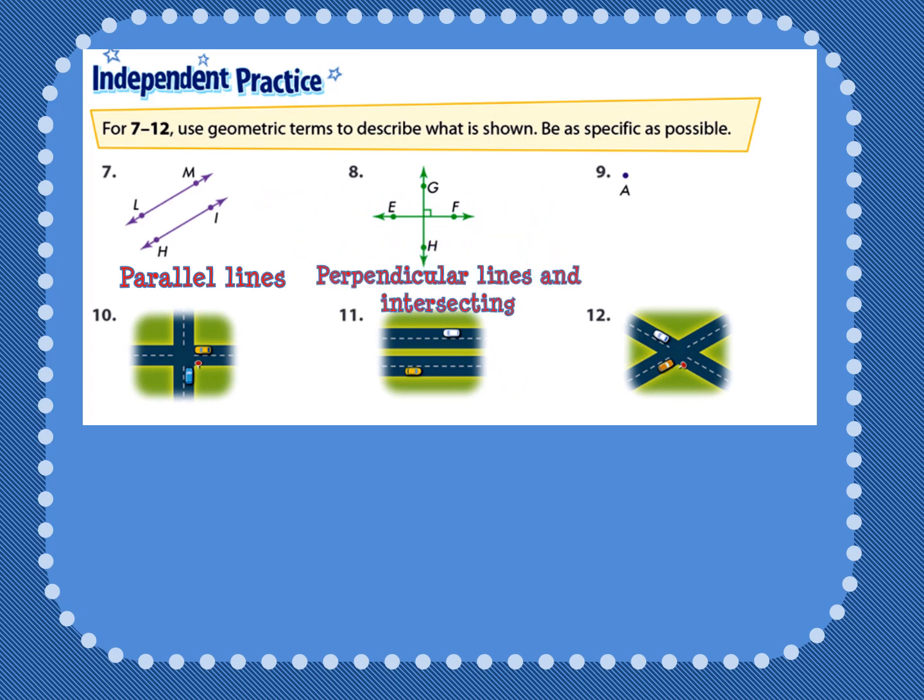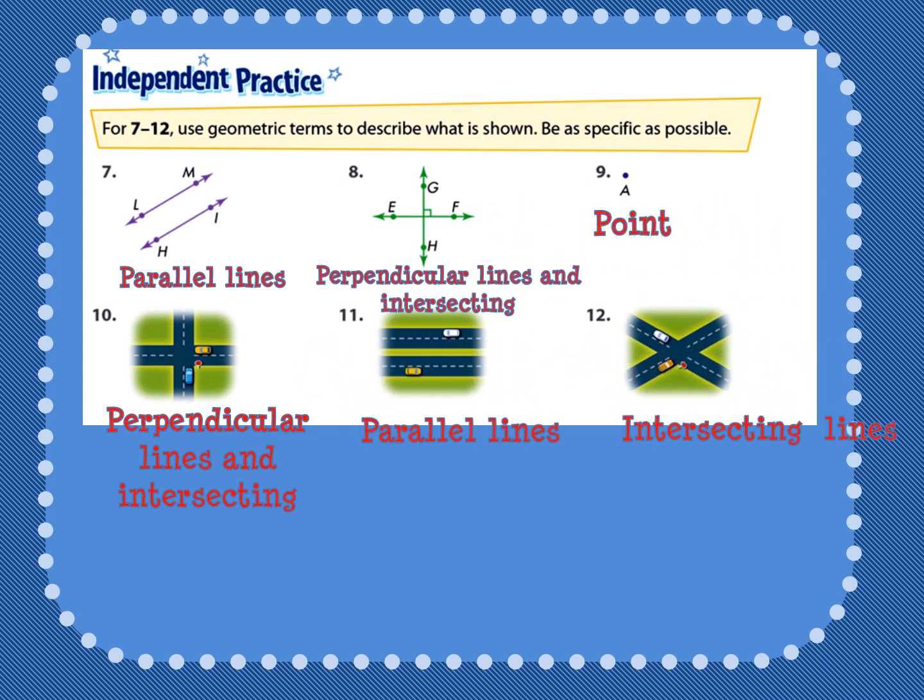It's a point, exactly. Question 10, of course, 2 roads are crossing each other, and they are making right angles, so they will be intersecting roads or intersecting lines and perpendicular lines because they are making right angles. Question 11, of course, is clear, which will be parallel lines. Of course, question 12 only will be intersecting lines, not perpendicular, because those roads are not making right angles.